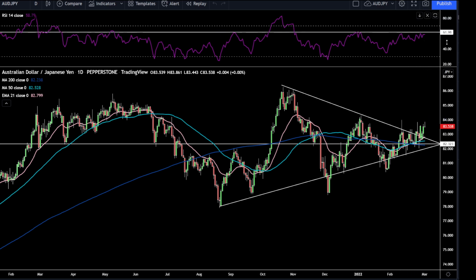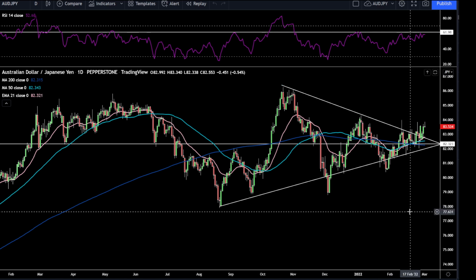The RSI is bumping up against resistance here at 62. I would like to see that broken and a conclusive break of this 84 level, as well as that high there at around 84.3, to see sentiment continue to push higher.